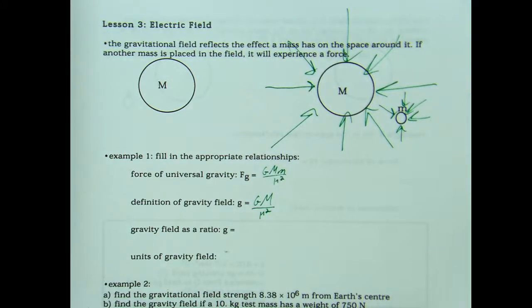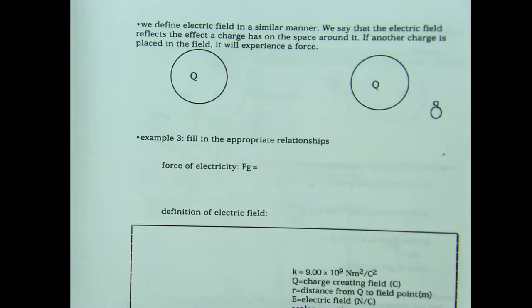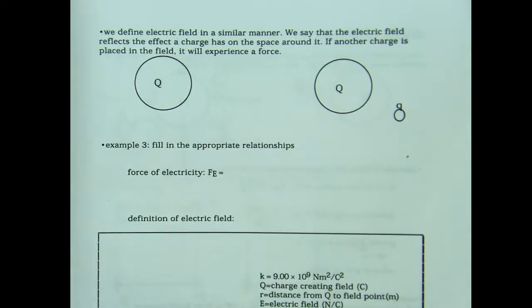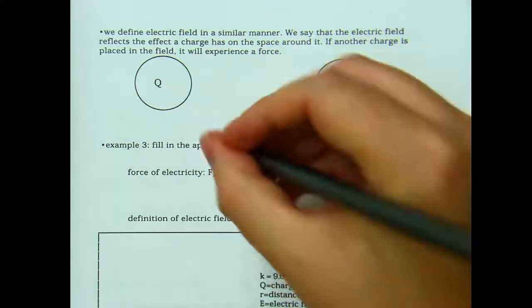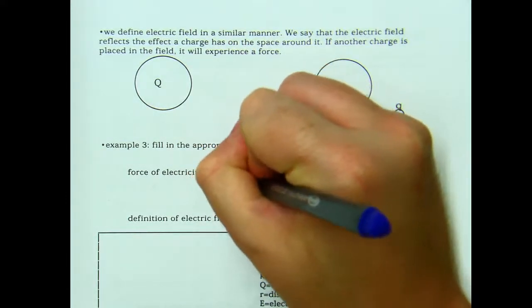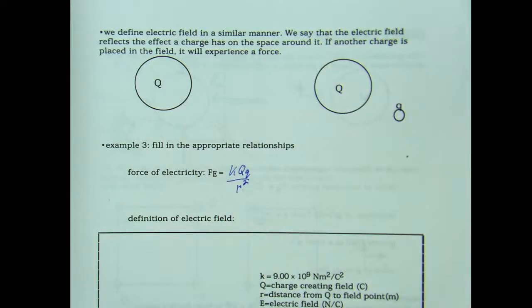If we look at the electric field now, we've seen a lot of really analogous things. The force of electricity was given to us as kQq over r squared. And if we think back to the gravitational field, we said, okay, it was the gravitational field strength times a mass acting in that area.